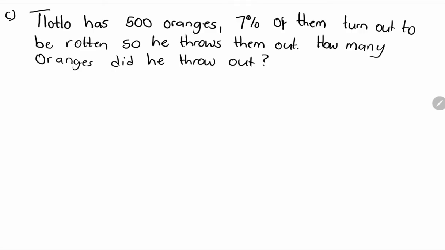Toto has 500 oranges. 7% of them turn out to be rotten, so he throws them out. How many oranges does he throw out?